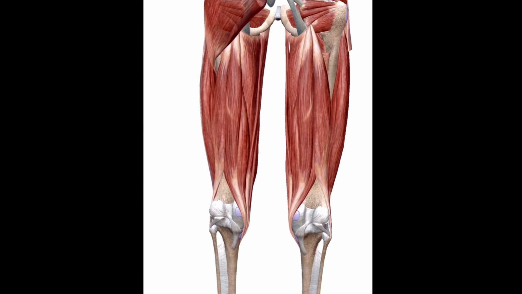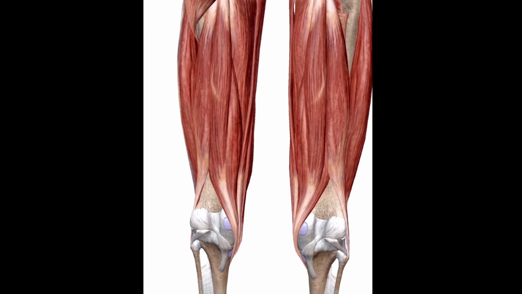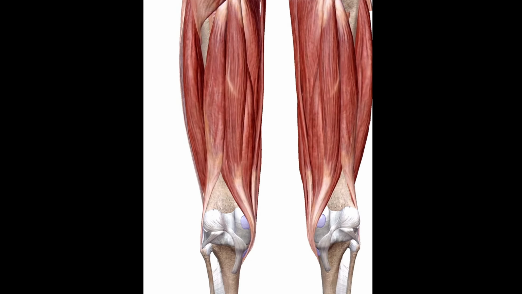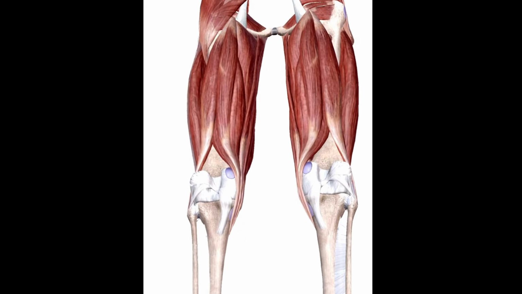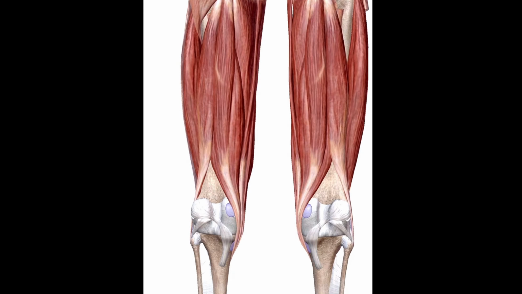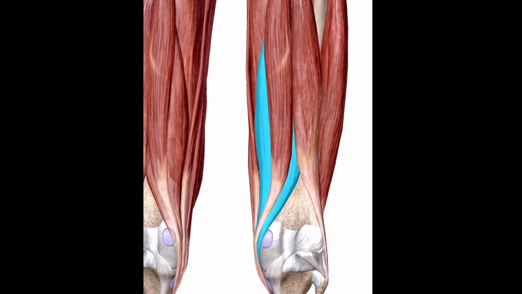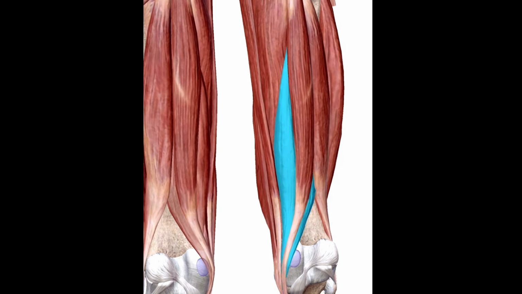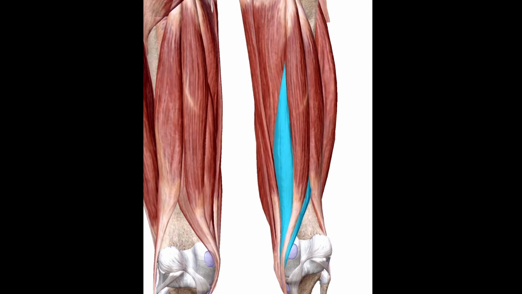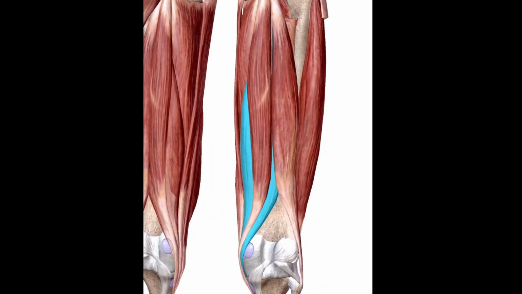How about semimembranosus? Can you identify the semimembranosus? That's right. This muscle here. There we go. Here it is on the right. Here it is on the left. Semimembranosus. And what is our origin for the semimembranosus? That's right. Ischial tuberosity.